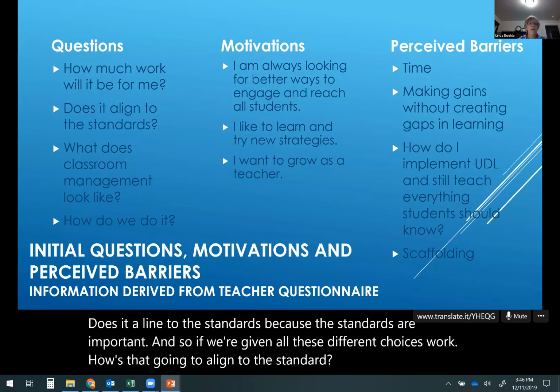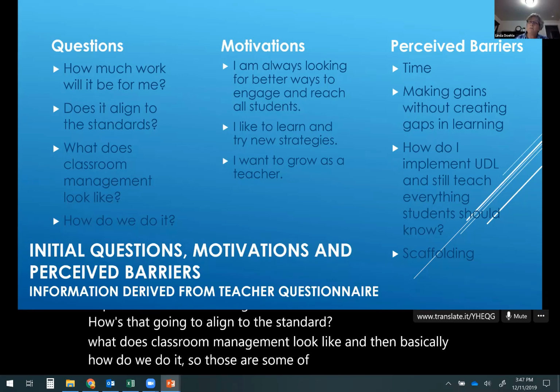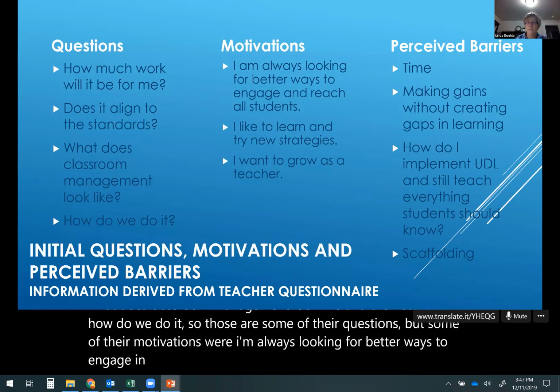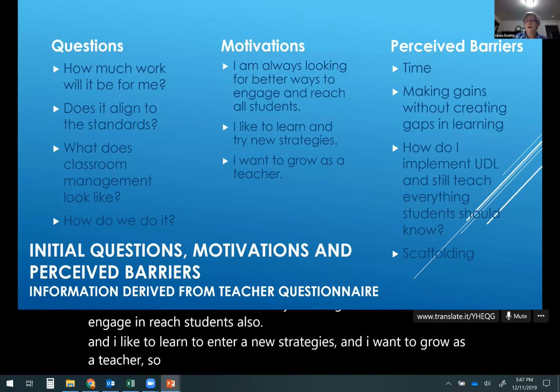What does classroom management look like? And then basically, how do we do it? So those were some of their questions. But some of their motivations were, I'm always looking for better ways to engage and reach students, all students. And I like to learn and try new strategies, and I want to grow as a teacher. So I think the motivations speak pretty highly to how great these teachers are.